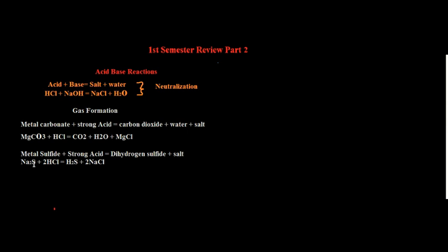And then another form of the same gas formation reaction is if you have a metal sulfide plus a strong acid, the strong acid is always there, it forms dihydrogen sulfide, which is just H2S, plus a salt. Okay, so this is it for acid-base reactions.